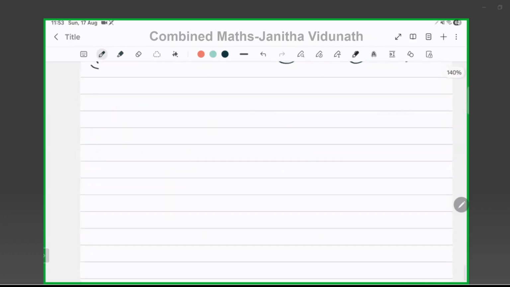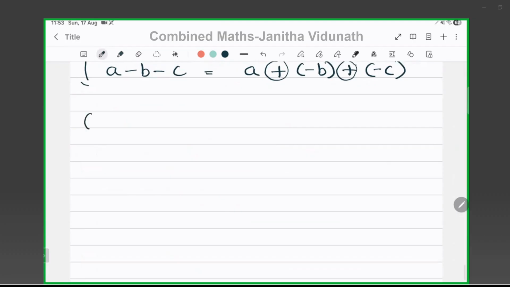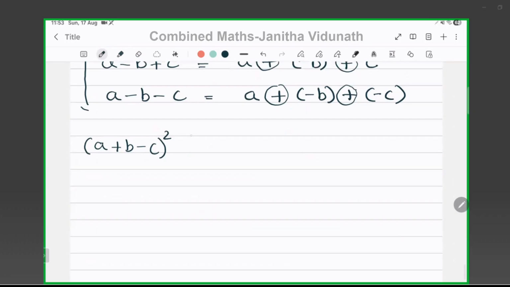Okay, now we try to expand this. Here they give (a + b - c) whole square. The first thing is we need to write this as a plus b plus minus c, because we always need to differentiate each term with a positive sign. Now we can use our shortcut method.